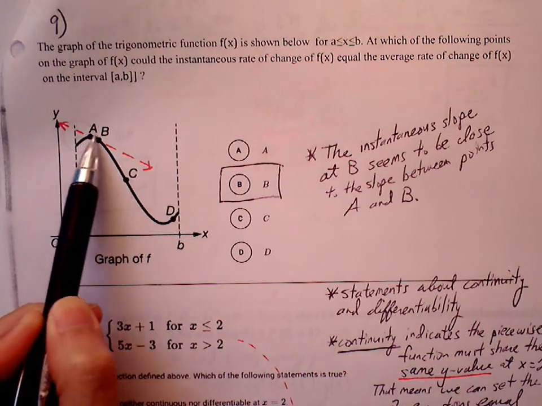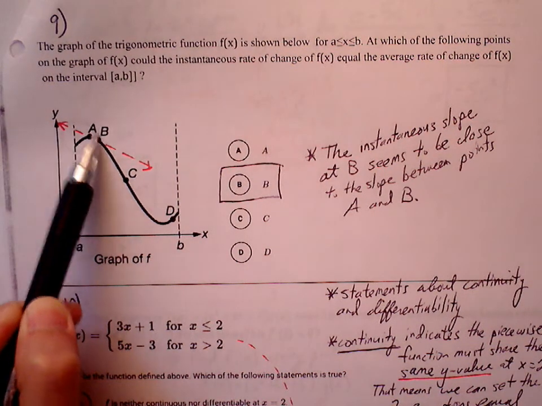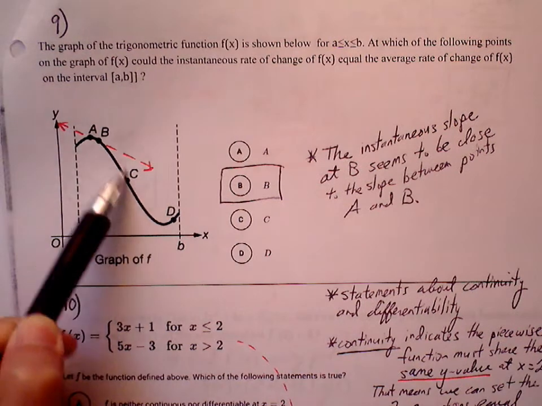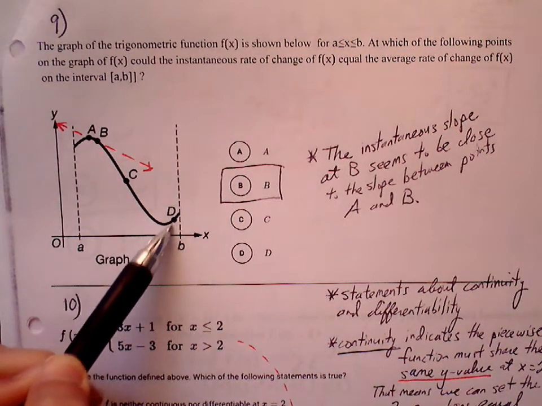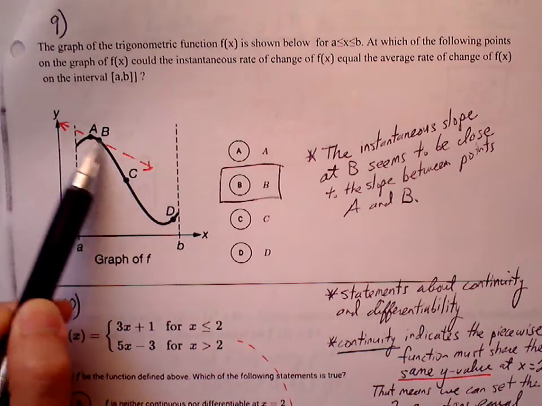Looks like A is more of a slope 0. B, maybe it's a little bit steeper, but it's pretty close. C is definitely more negative, and D is a positive slope. So it looks like the slope at B is going to be closest to this slope between A and B.